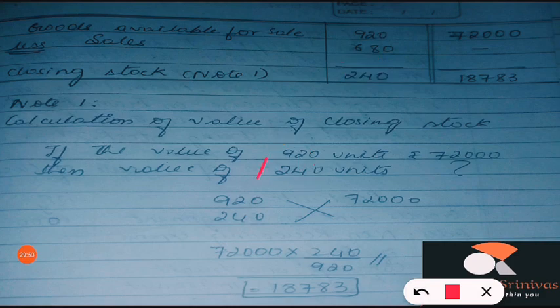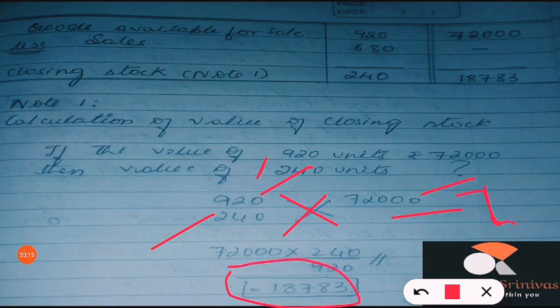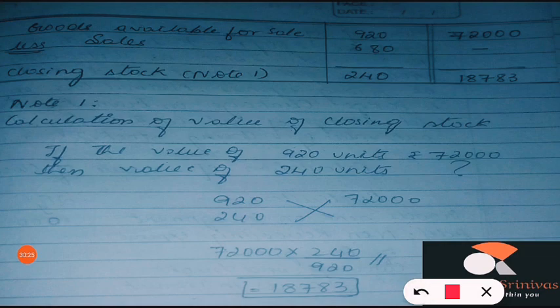That is nothing but cross multiplication. You have to do cross multiplication over here. If for 920 units, 72,000 is the value, then for 240 units, what is the value? That is the question mark. So you have to cross multiply: 72,000 into 240 divided by 920, you will be getting 18,783. This is how you have to do the problem of 6 marks. That is very, very important from your side.